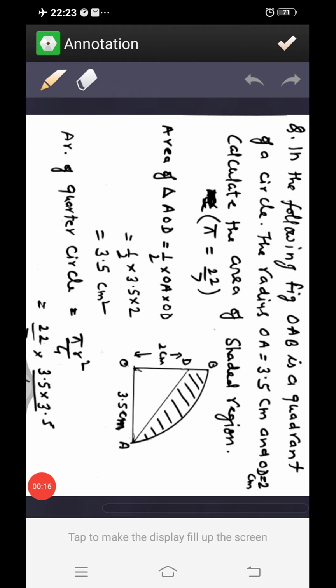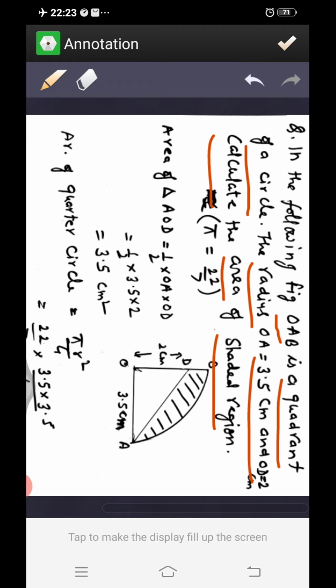In the following figure, OAB is a quadrant of a circle. The radius OA equal to 3.5 centimeter and OD equal to 2 centimeter. Calculate the area of shaded region, pi given 22 upon 7.